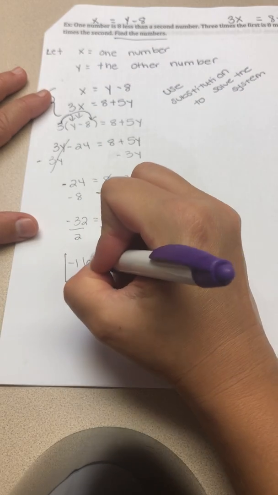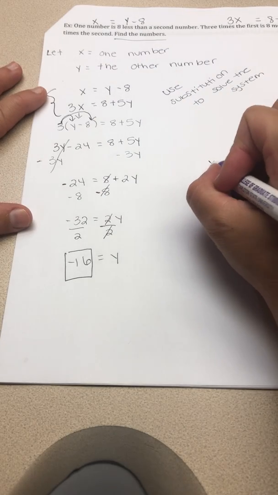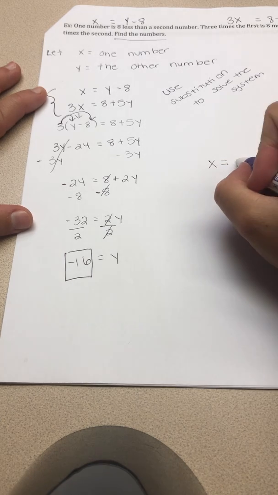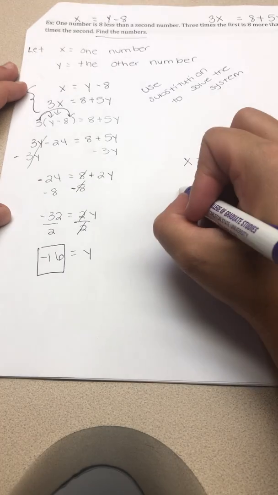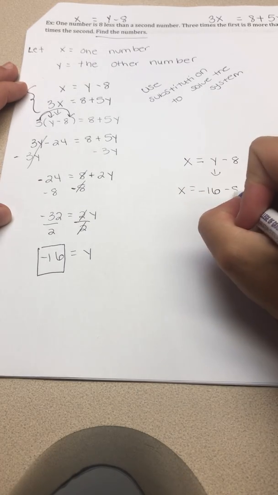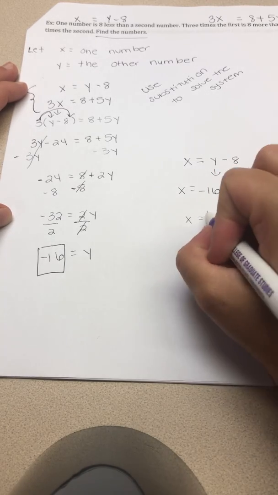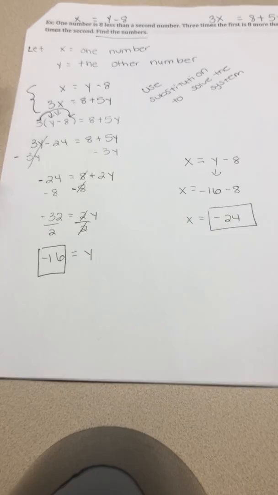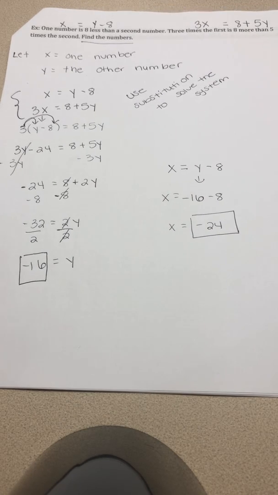So negative 16 is one number. Plugging that back into either one doesn't matter. Let's plug it into the first one to try to solve for x. So x equals y minus 8. We know that y is negative 16, so x equals negative 16 minus 8, which is negative 24. So one number is negative 24, the other number is negative 16, and we have another one done.